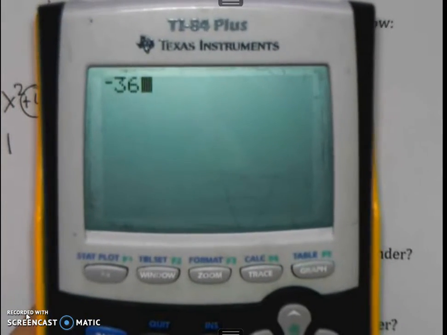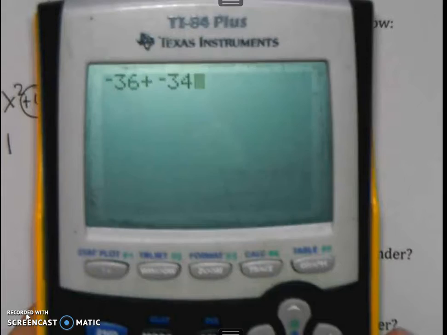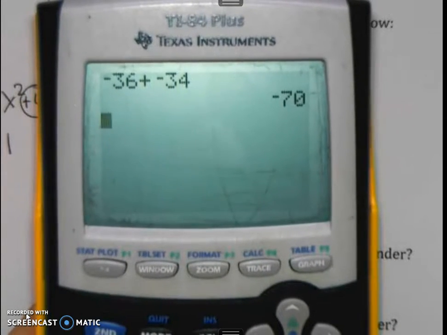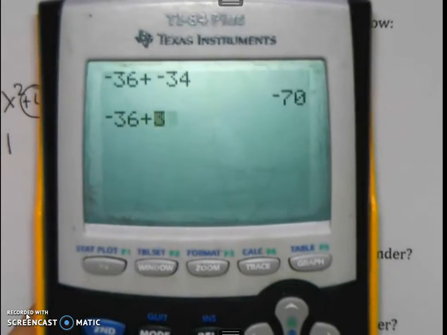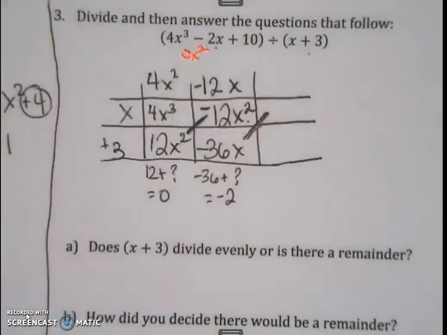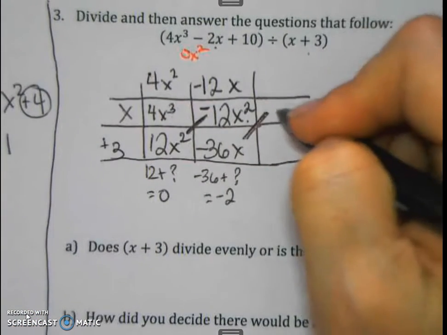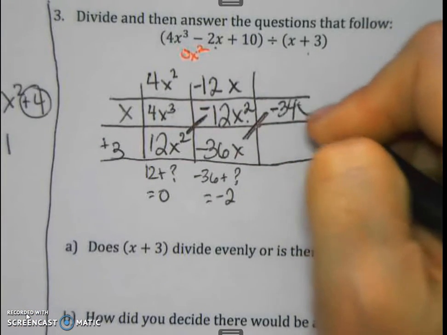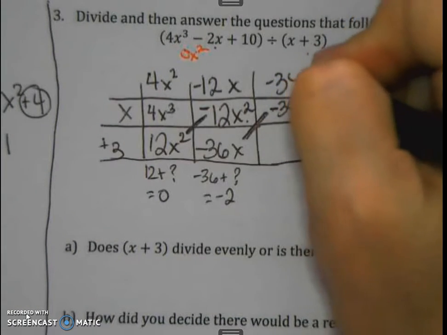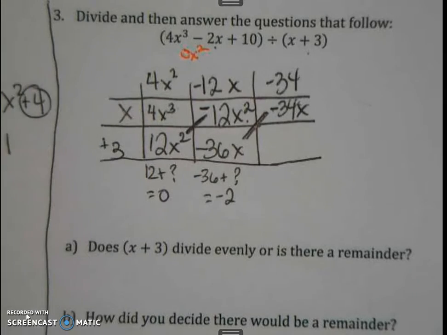Negative 36 plus negative 34. Ooh, it went further down. Let's try what Cameron said. Try the positive. Negative 36 plus 34. That's what it did. Yep. So we got negative 34 here. And we just need a negative 34 here. I have no idea what that is times 3.